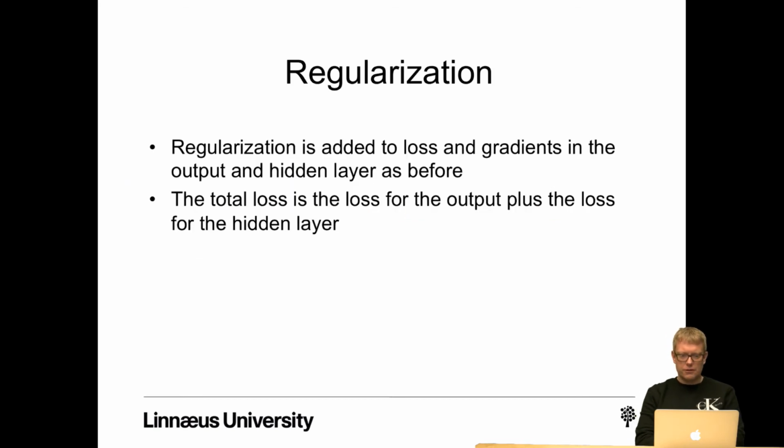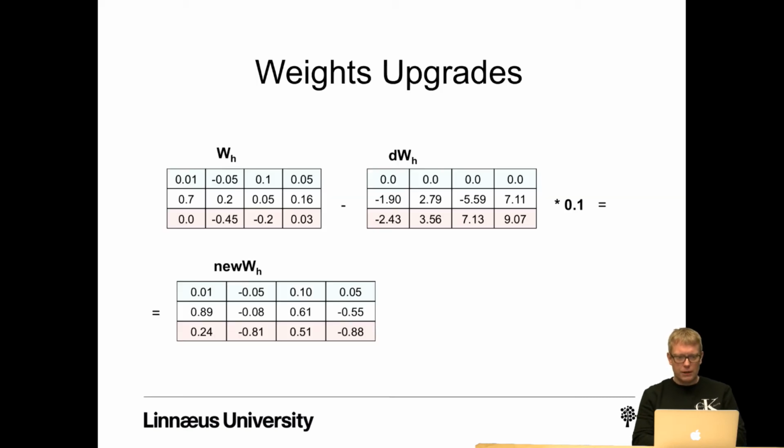And then regularization is added to loss and gradients in the output and hidden layer exactly as before. And the total loss is the loss for the output layer plus the loss for the hidden layer. And the weight updates work the same. The weights for the hidden layer are updated by taking minus the gradients multiplied by the learning rate 0.1, and we get a new set of weights.